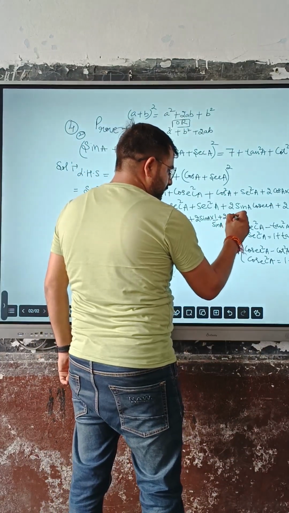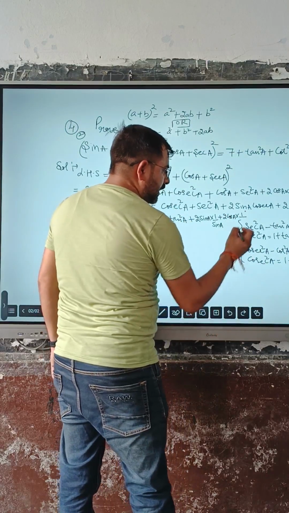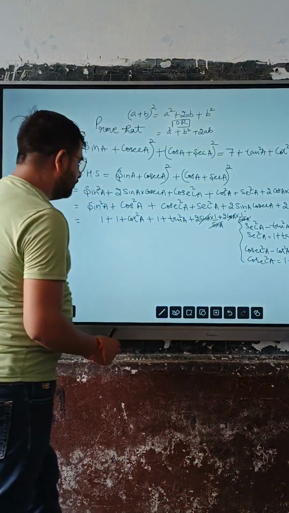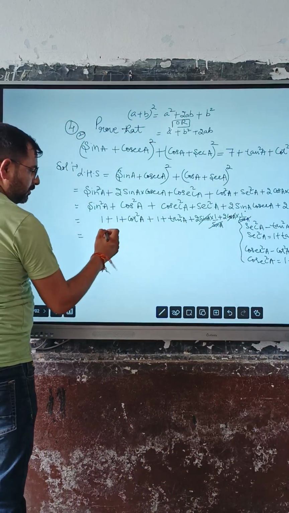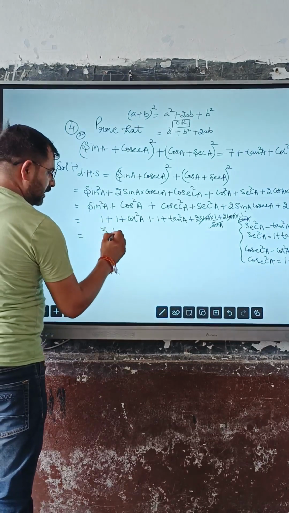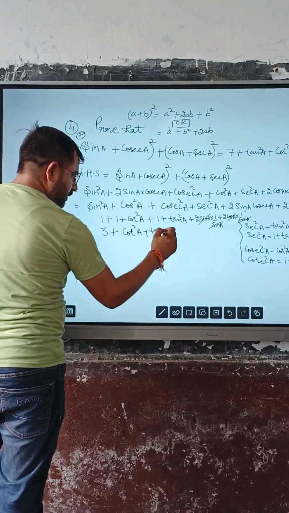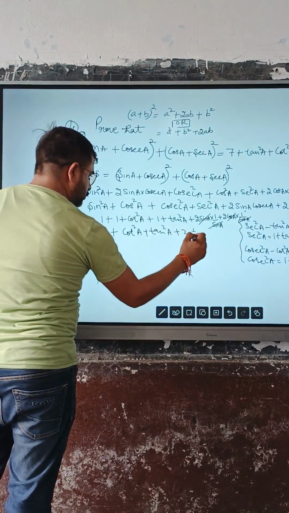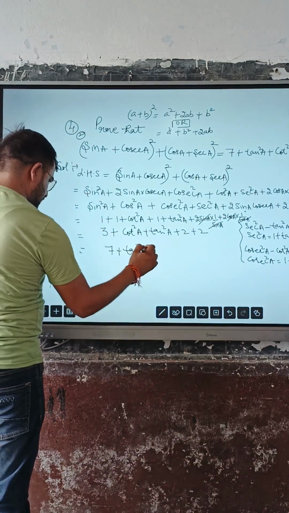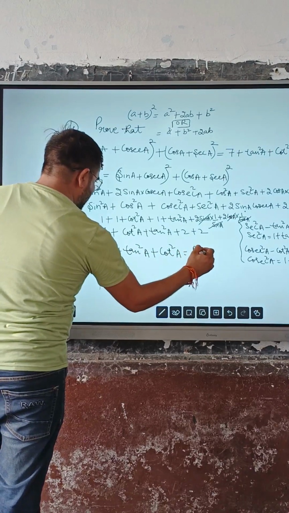We can write secant as 1 upon cos. So cos and cos cancel, sin and sin cancel. So we have the relation 1 plus 1, that is 2. 2 plus 1 is 3. 3 plus cot square A plus tan square A, and plus 2 plus 2. So that is 7 plus tan square A plus cot square A, that is our right hand side.